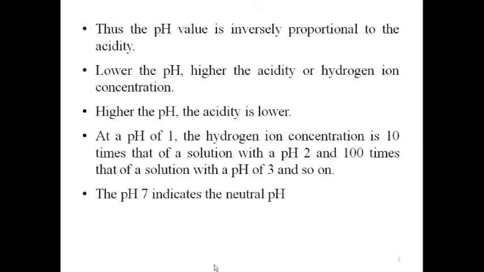So a pH of 7 indicates neutral pH, a pH less than 7 indicates acidic pH, and a pH more than 7 indicates alkaline pH. A solution with a pH of 1 is highly acidic, and a solution with a pH of 14 is highly alkaline.